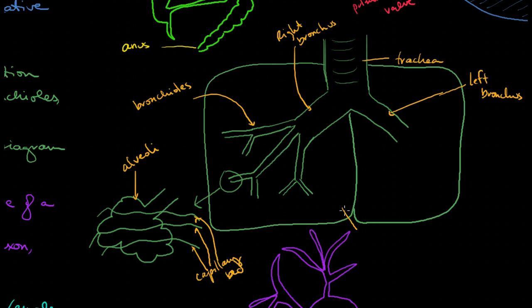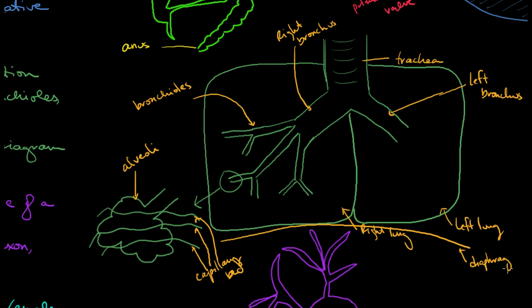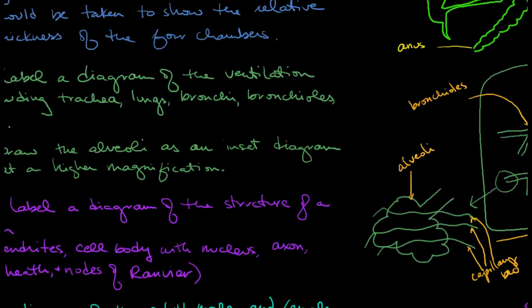This, I hope you know, is the right lung. This is the left lung, and there's a diaphragm that sits down here. Okay? That changes the pressure of the thoracic cavity, thereby increasing the amount of gas that is in there or decreasing it. Okay? So I think that that's pretty straightforward.